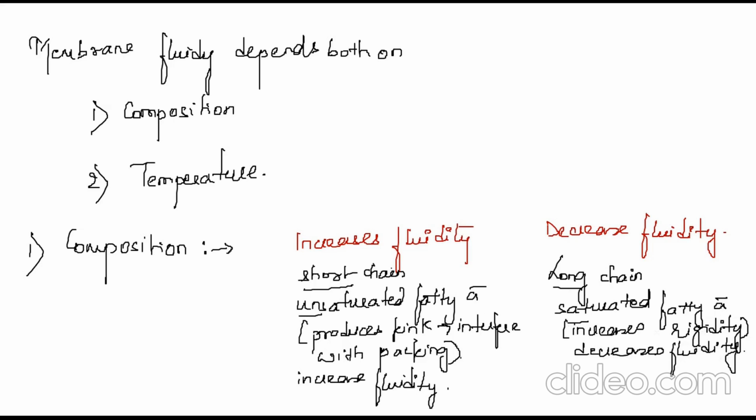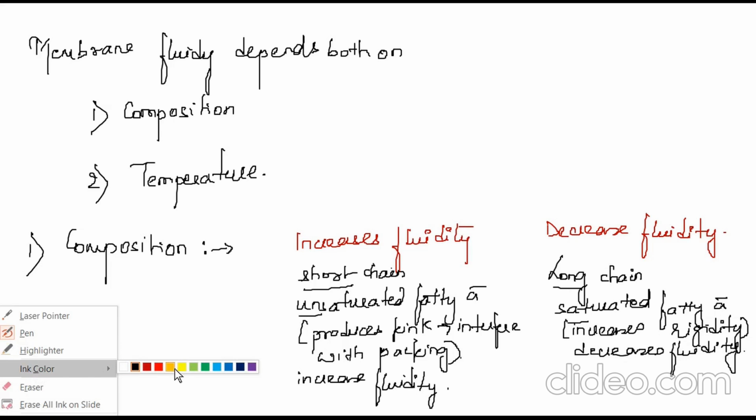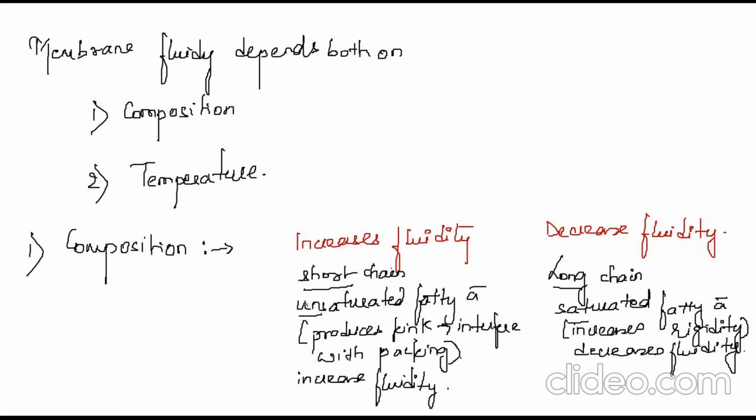Clear? Now, the second point is cholesterol. The first point was about the saturation and unsaturation of the long chain and short chain. The second is about cholesterol. A lesser amount of cholesterol increases fluidity, and when cholesterol is present, it interferes with the free movement of the fatty acid chain.